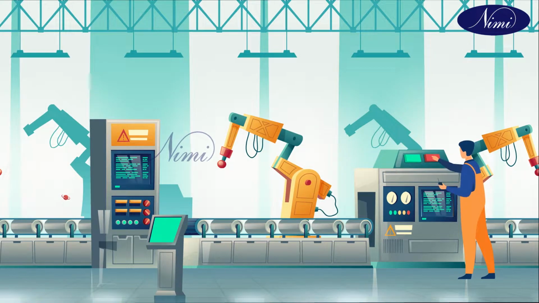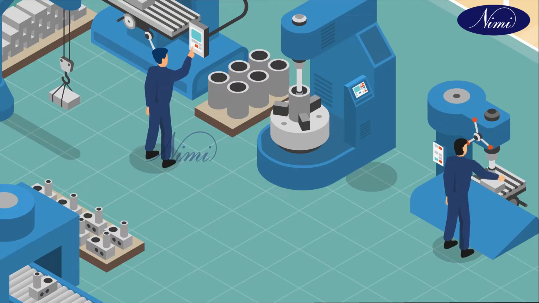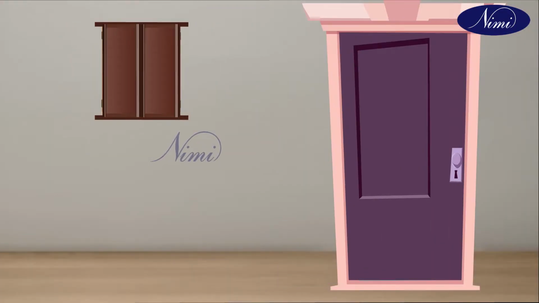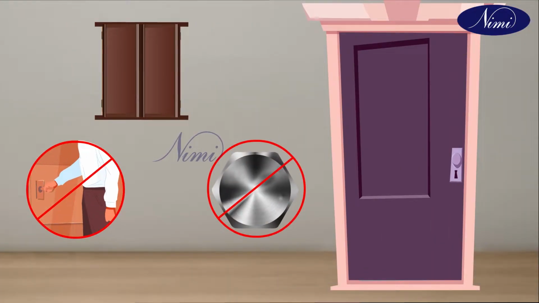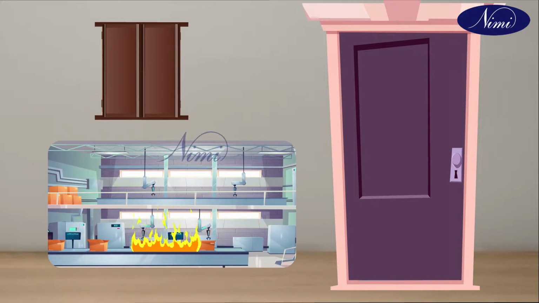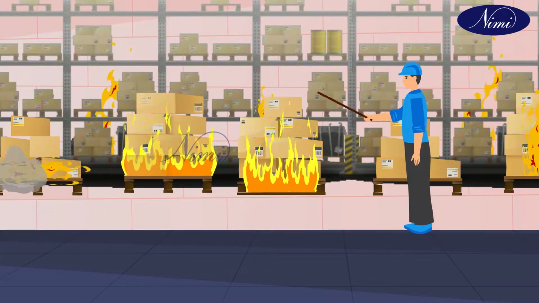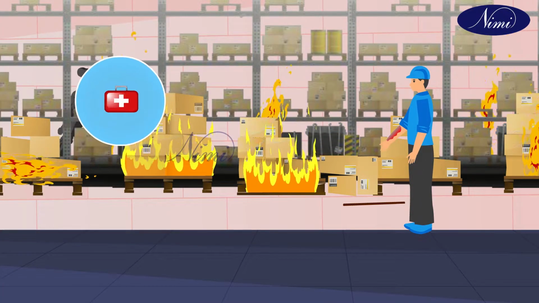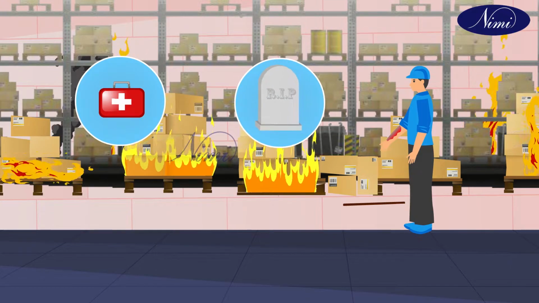Next, turn off all the machinery and power, gases and electricity also. Close the doors and windows, but do not lock or bolt them. This will limit the oxygen fed to the fire and prevent its spreading. Try to deal with the fire if you can do so safely. Do not risk your life by getting trapped.